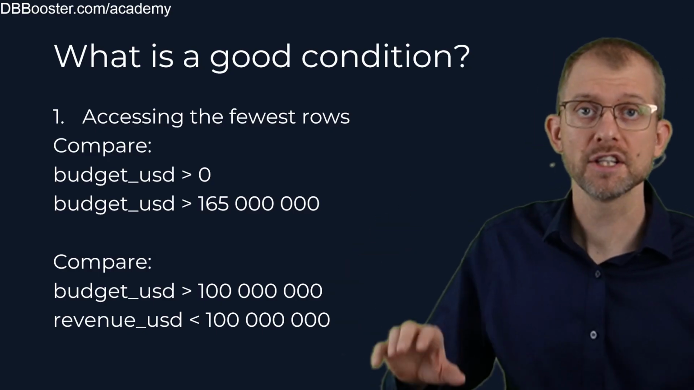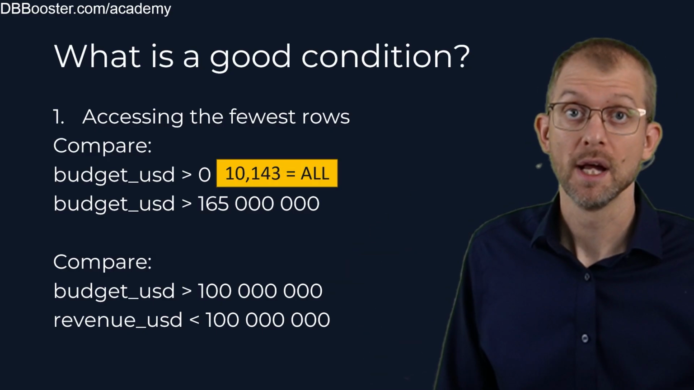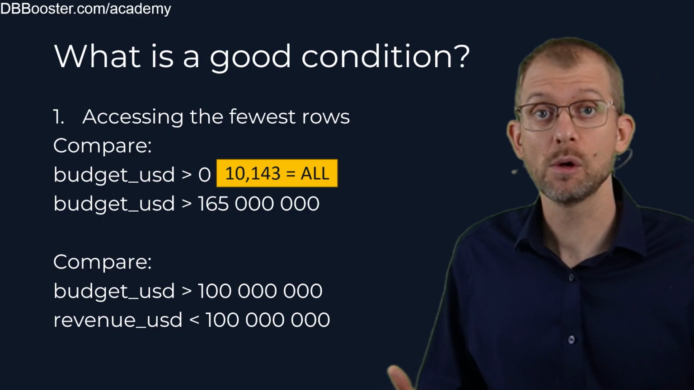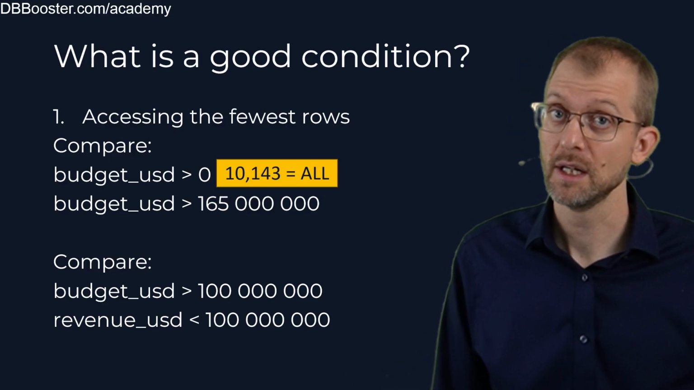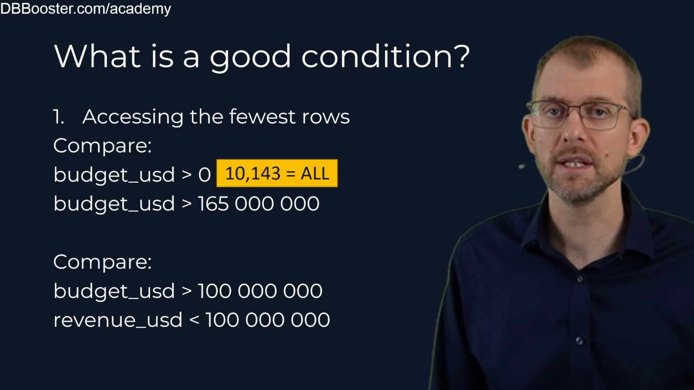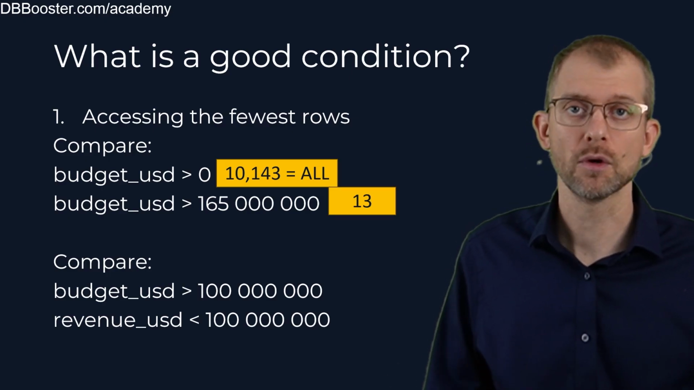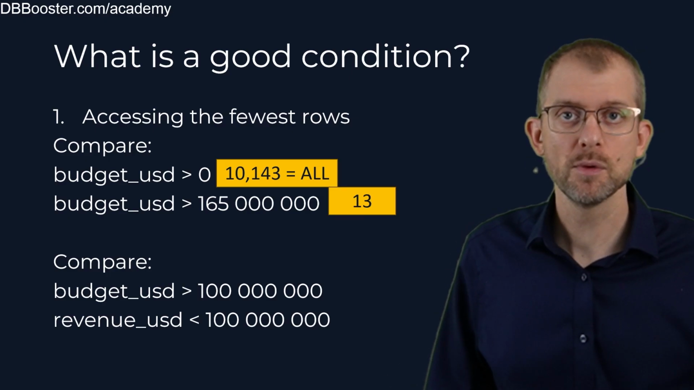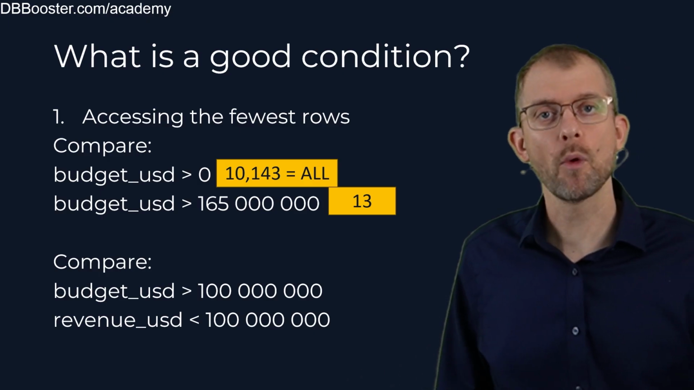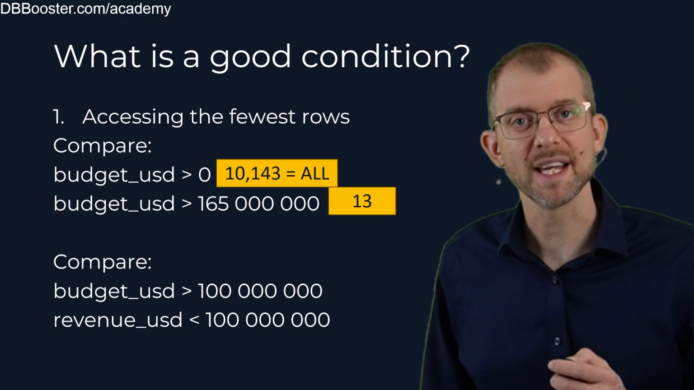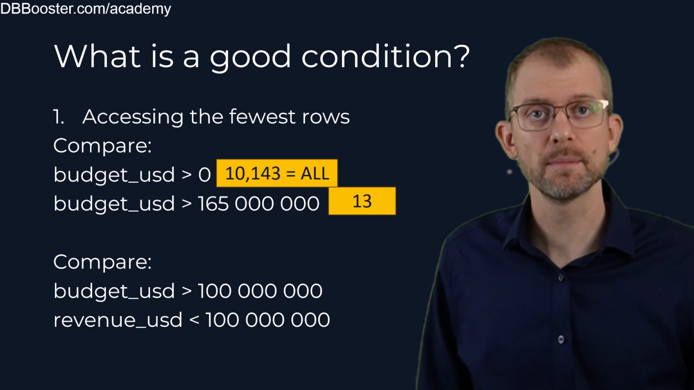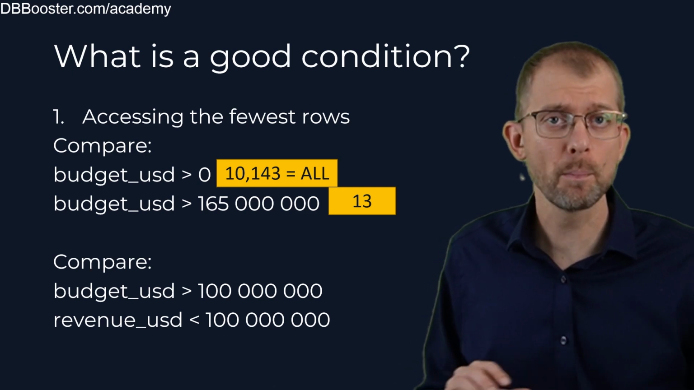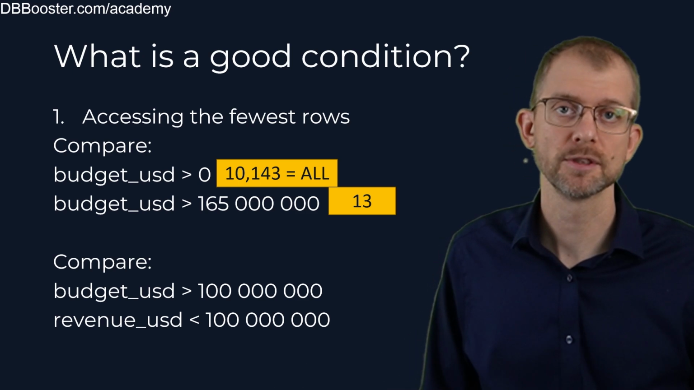First, budget greater than 0. That returns all rows, 10,143. Then budget greater than 165 million. Only 13 rows. In this example, you can clearly see how important the parameter value is. The same condition with 2 different parameter values can return a completely different number of rows.